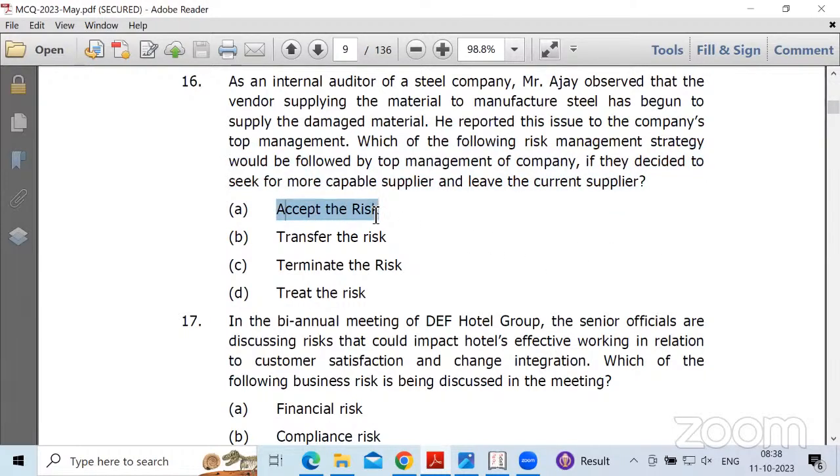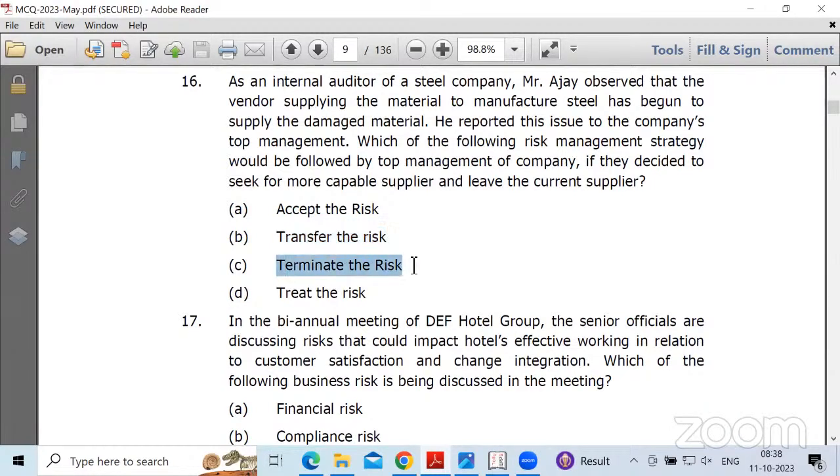Accept the risk, transfer the risk, terminate the risk, treat the risk. Accept the risk: there is no other go except to accept it. That is called accepting the risk. Say, for example, we failed in the exam. There is a risk here that we know, but there is no other go except to accept it. Transfer the risk: you are going for insurance. So if we make some damages, it will be set right by the insurance agent. So that is transfer the risk.